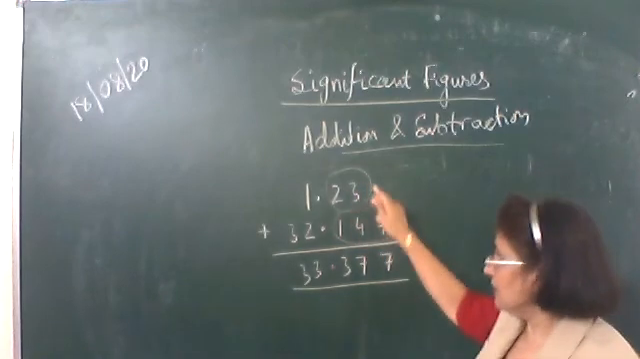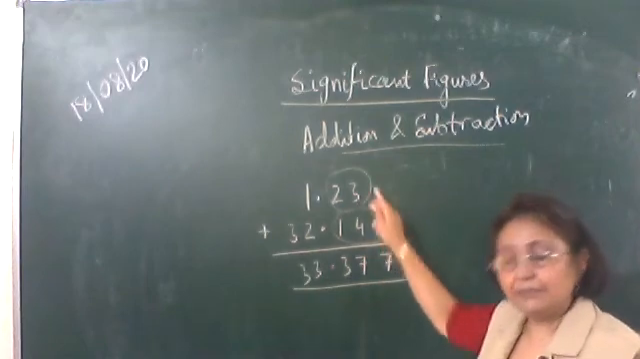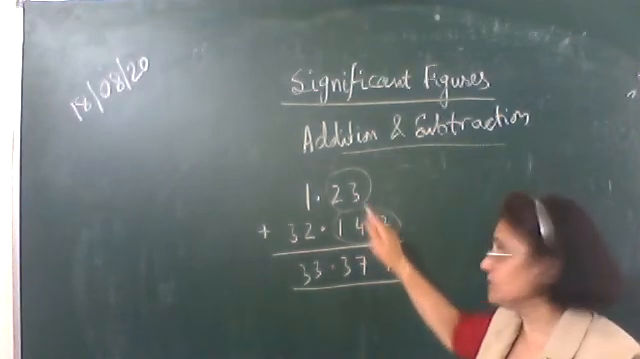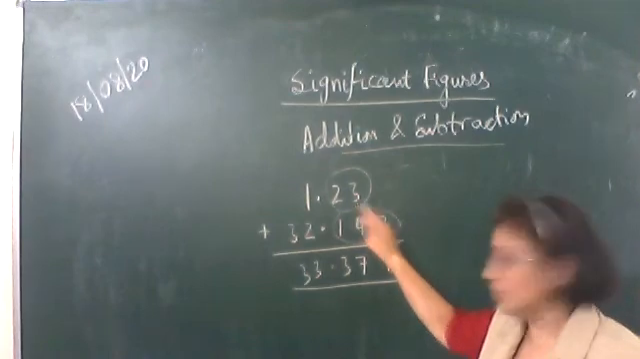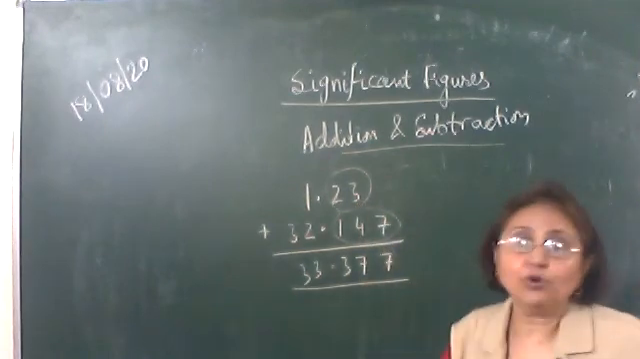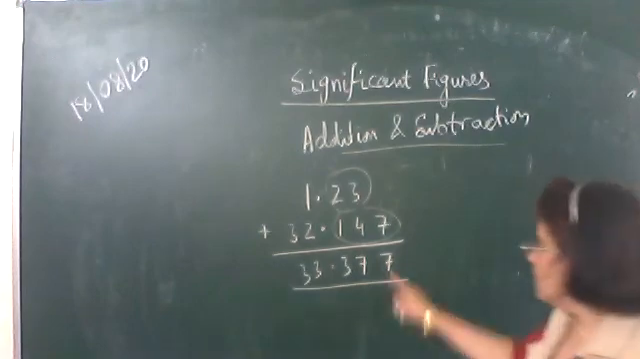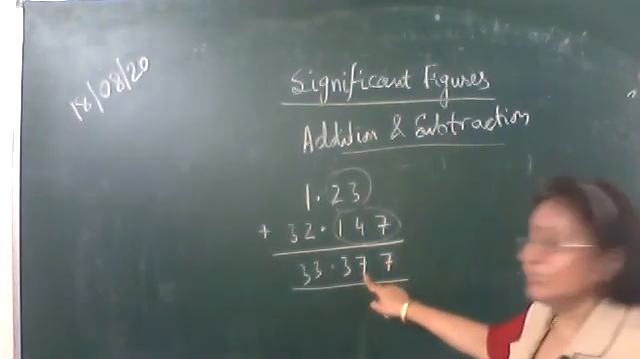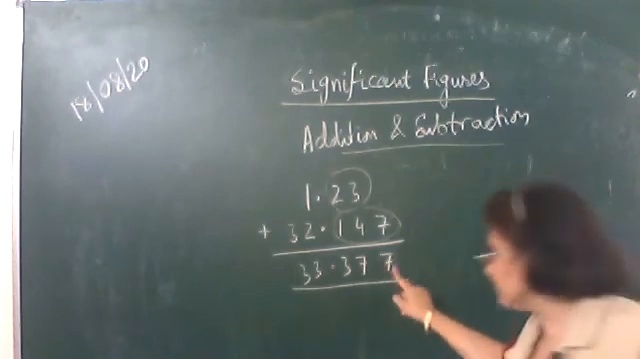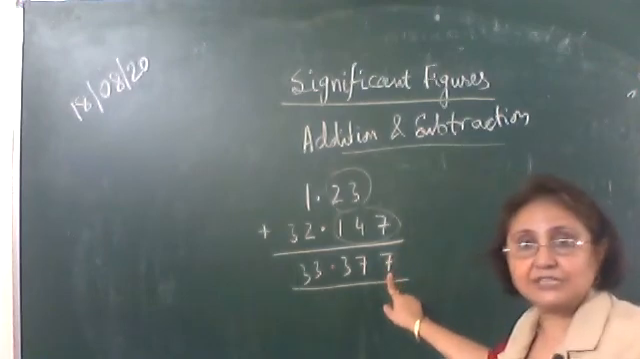So here the minimum number of digits after the decimal, this value is having only 2. So the answer should have only 2 digits after the decimal. Okay, so after the decimal there should be only 2 digits, that is we have to drop this last 7.